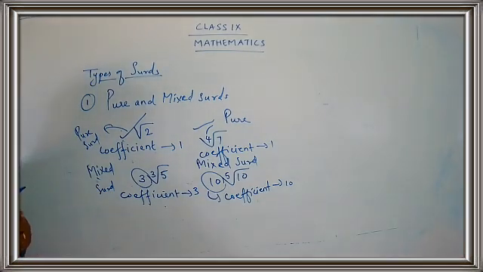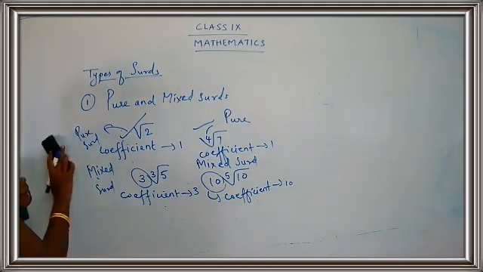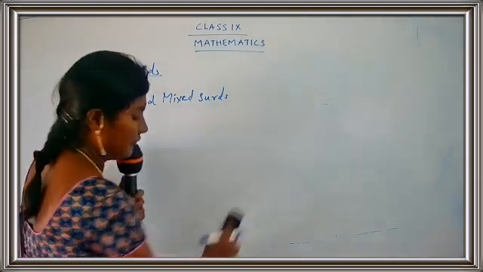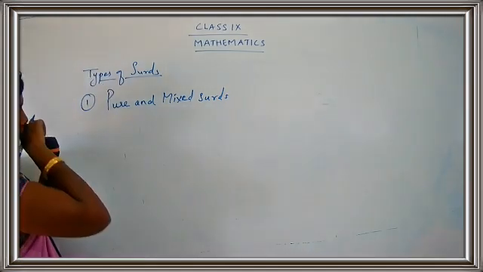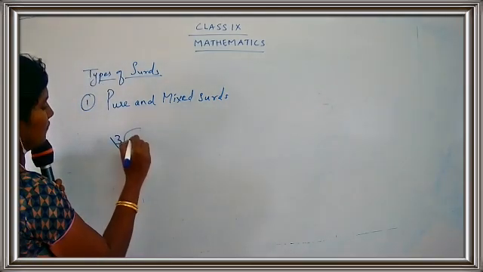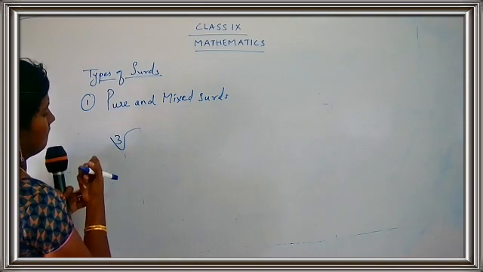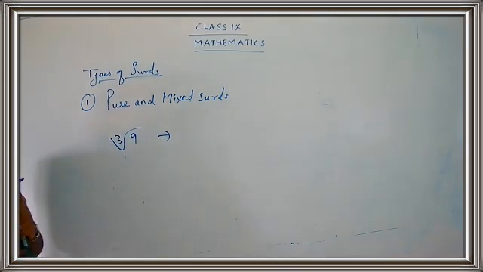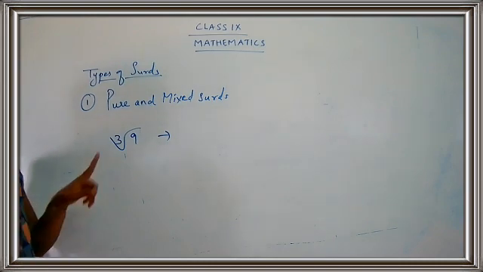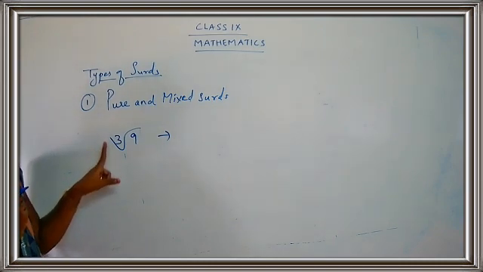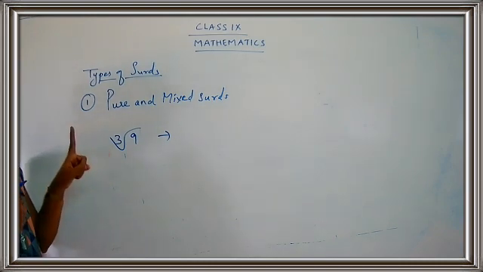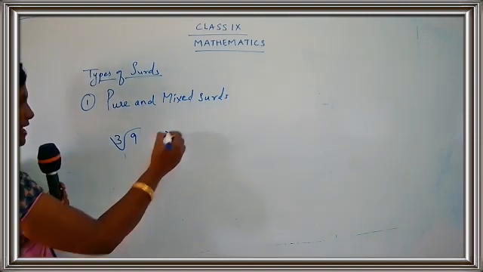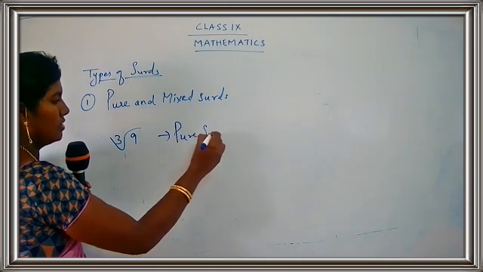Are you clear, children? Okay, let me give you some more examples and you identify and tell me the type of surds. Okay, children? Okay, I'll give you some numbers. Cube root of 9. Okay. What type of surd is it? Is it pure or mixed? Check for the coefficient. What is the coefficient here? 1. Yes. So if the coefficient is 1, what type of surd is it? Pure surd. Very good. Pure surd.